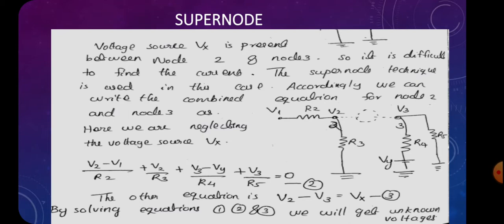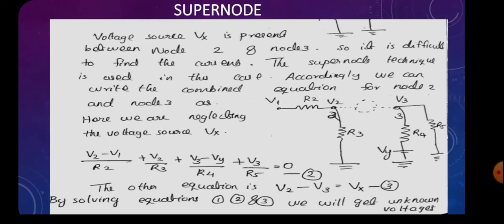Why V3 minus Vy? Because we are assuming that V3 is at a higher potential than that of Vy. So we are taking the differential voltage as V3 minus Vy, and the current through R4 will be (V3 minus Vy) divided by R4. That is simple Ohm's law. And next is the current through R5, that is V3/R5. And the sum of every term will be equal to 0. So that is why we have written equation number 2.